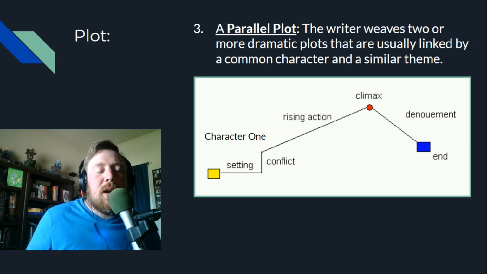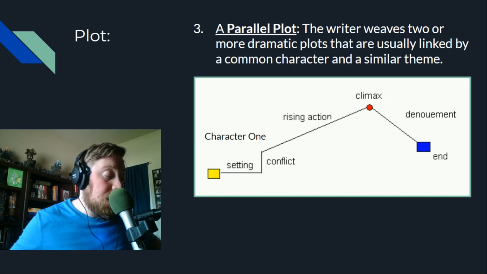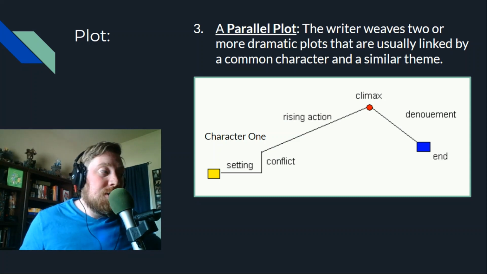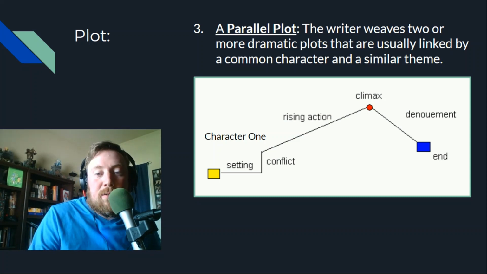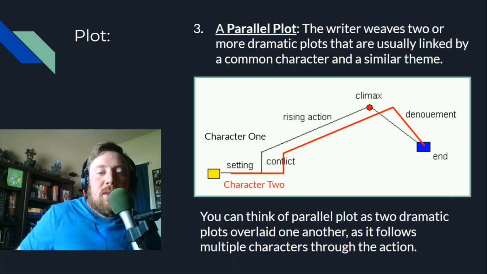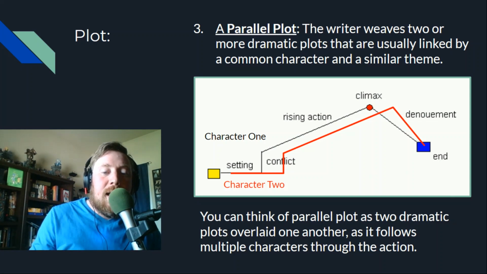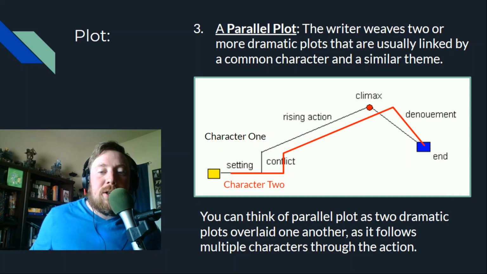So 2 characters might be experiencing the same event, or multiple characters might be experiencing the same event, but you're going to jump back and you're going to look at it from somebody else's perspective. So what I have here is you can think of a parallel plot as 2 dramatic plots overlaid one another as it follows multiple characters through the action. So I have here character 2, and character 2 is moving along the same timeline, right? But you can't read them at the same time. You have to go back and you have to jump back and forth between these 2 lines.